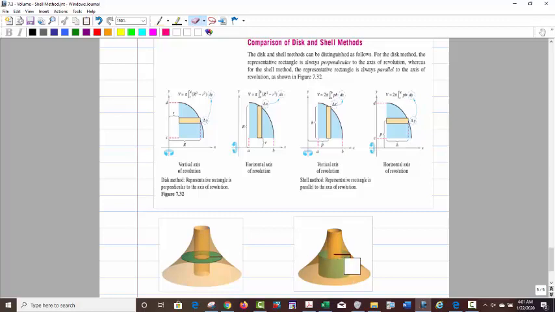And here's what I mentioned earlier, and here's where it's actually saying it in writing, that if you're using the disc or washer method, the representative rectangle is perpendicular to your axis of revolution. So you see that's perpendicular to y. This vertical rectangle is perpendicular to x. But for the shell method, they are parallel. So that vertical rectangle, delta x, is parallel to the y. And then the delta y here is parallel to the x.